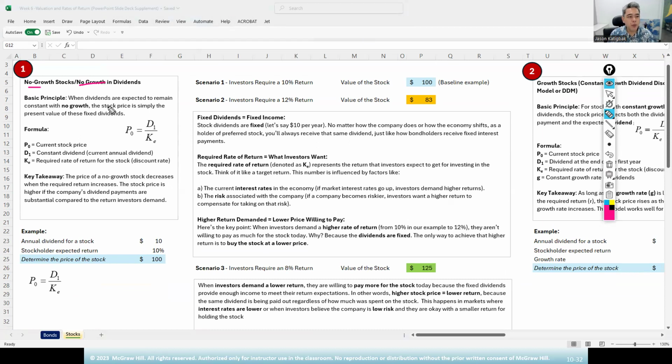So basic principle, when dividends are expected to remain constant, basically no growth, the stock price, which is the valuation that we're trying to compute, is simply the present value of the fixed dividends. So D1 is the fixed amount or the current annual dividend, which is fixed. And then what we're trying to compute is the current stock price by dividing it by the required rate of return. So we have KE, E for equity or for stocks. We have KP, subscript P, because it's preferred stock.